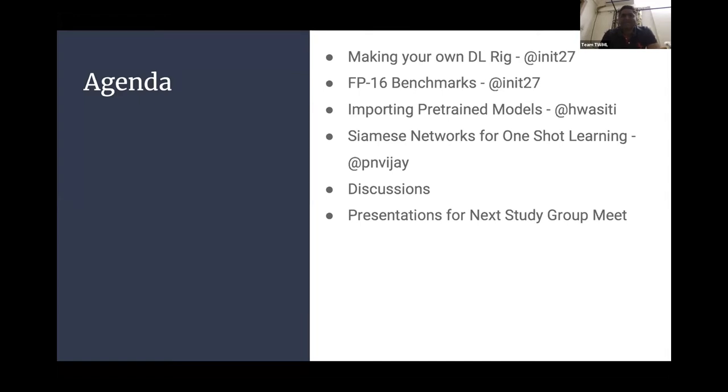Post that, we will have Haider joining us, and he will walk us through importing pre-trained models into Fast.ai. These are pre-trained models which are not part of the existing PyTorch models, that's what I understand this to be. So that's quite an interesting topic that he will walk us through.